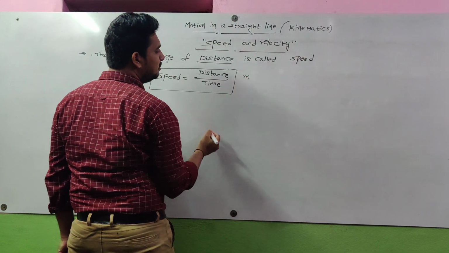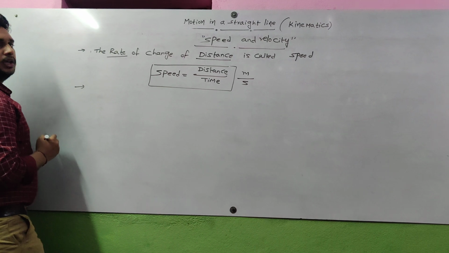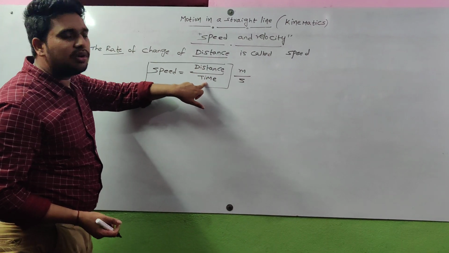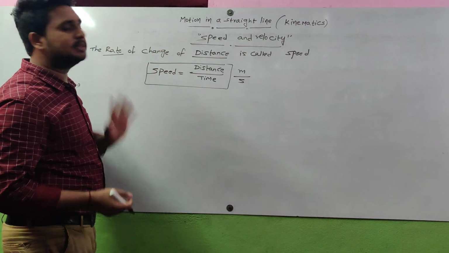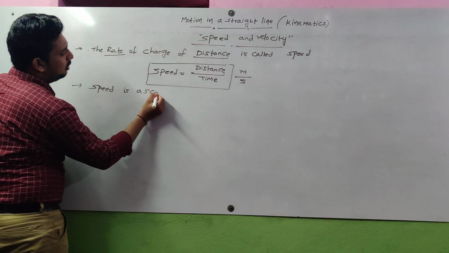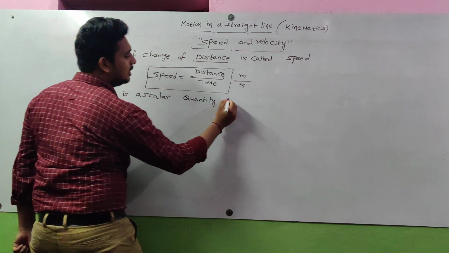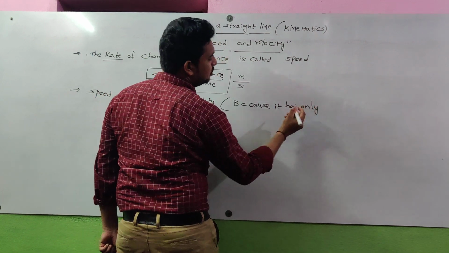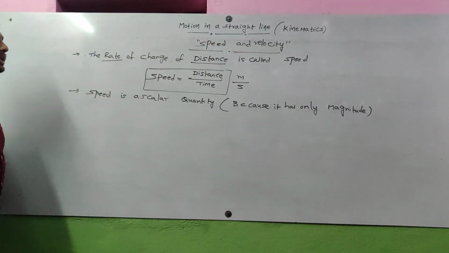Distance is measured in meter and time in second, so meter per second is the unit of speed. Is speed a scalar quantity or a vector quantity? Distance is a scalar quantity and time is a scalar quantity, so definitely speed is a scalar quantity, because it has only magnitude.